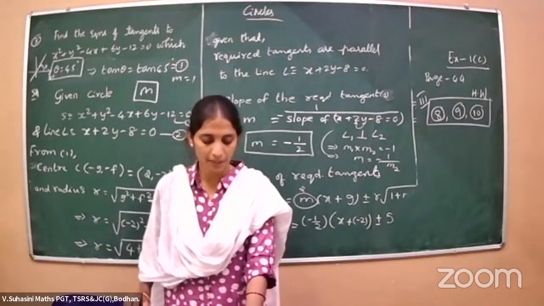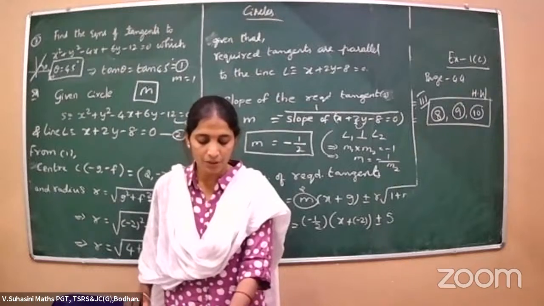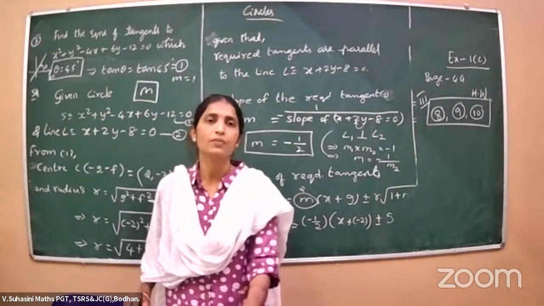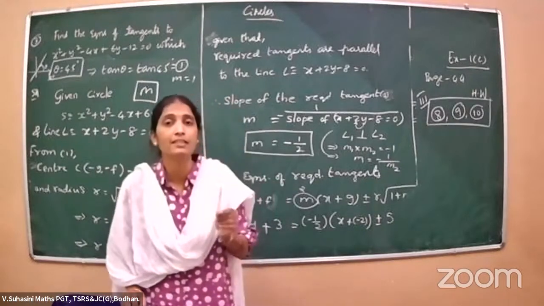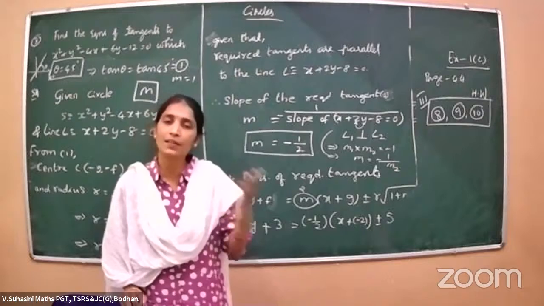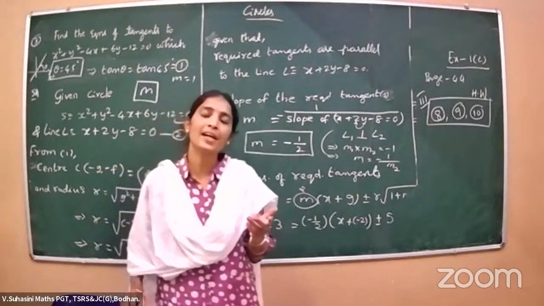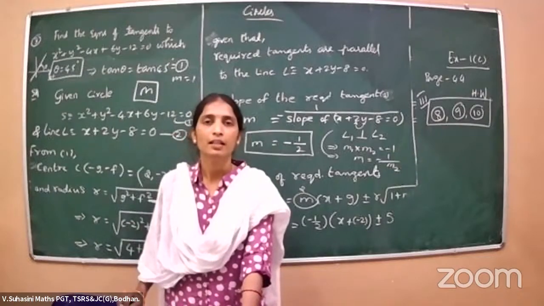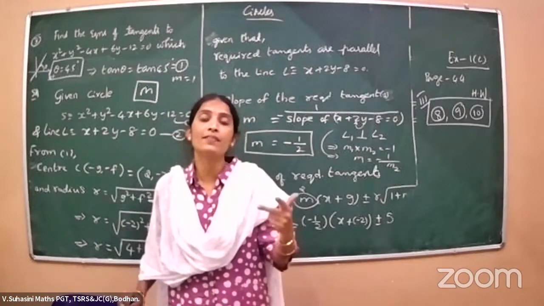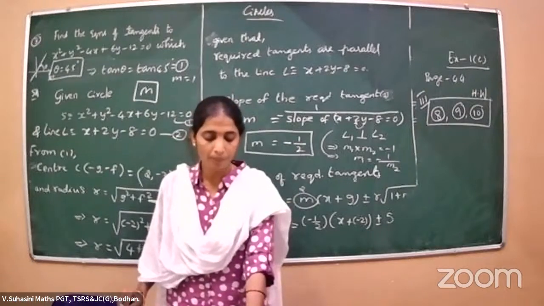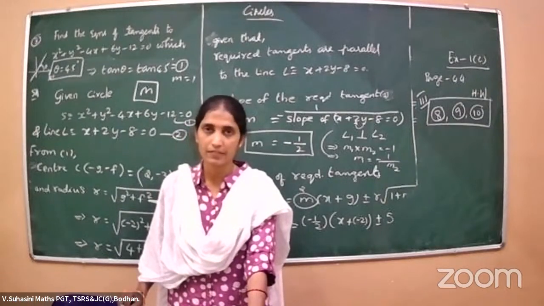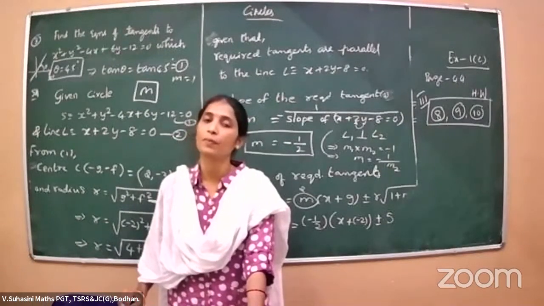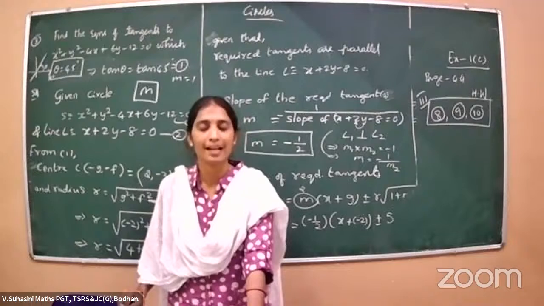Look at the 9th question, children. Find the equations of the tangents to the circle which are perpendicular to 3x minus y plus 4 equal to 0. Instead of parallel, they have just changed the word to perpendicular. Still we can find out the slope. How can we find out the slope, children? Minus x coefficient by y coefficient. Then take the reciprocal with a minus sign of this slope, for 3x minus y plus 4 equal to 0. Whatever slope we get in that process will be the slope of the required tangents. The rest of the thing is the same.